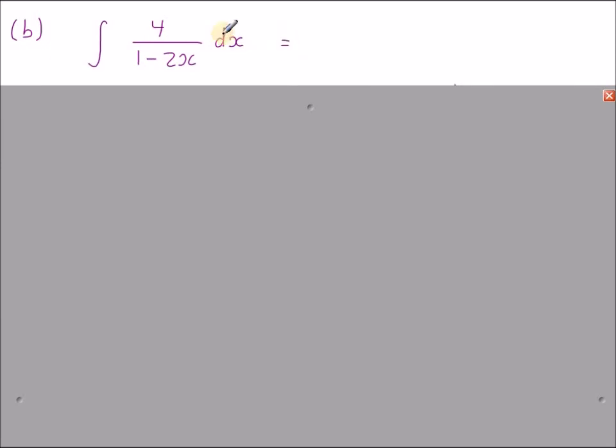In this example, again, we have a constant over a linear function, so I'm going to get a log. Again, I can use brackets or the modulus notation, it doesn't really make any difference. 1 minus 2x, because I don't have any limits, so it doesn't matter. I'm dividing by the coefficient of x, which is minus 2. I was multiplying by 4, that goes here, plus c. And that 4 divided by minus 2 will give minus 2, so I can simplify like this.